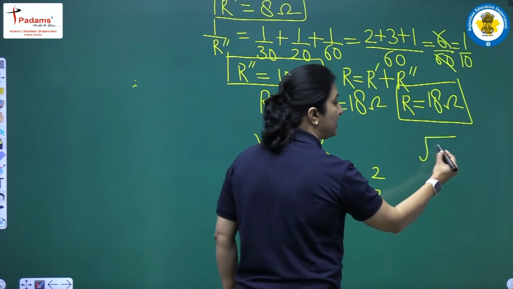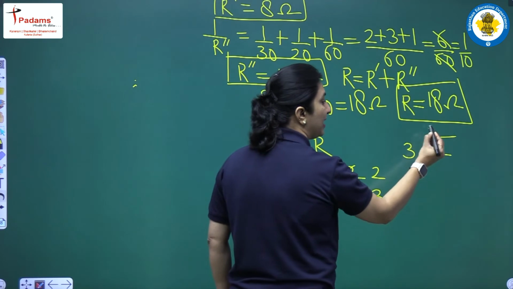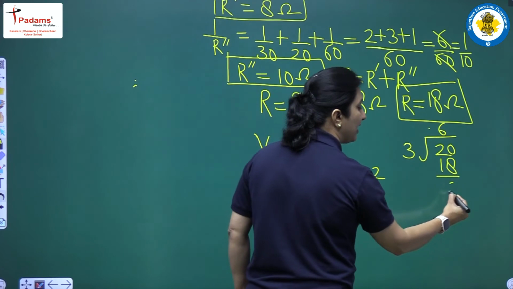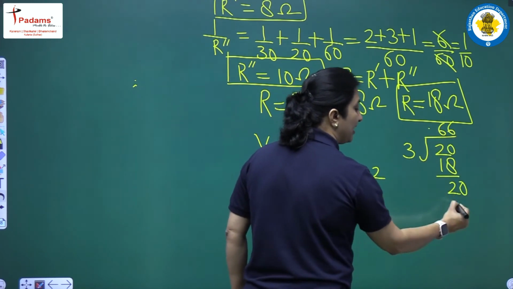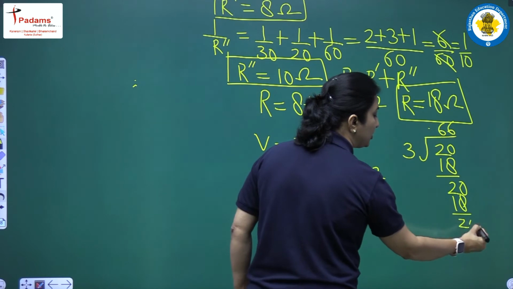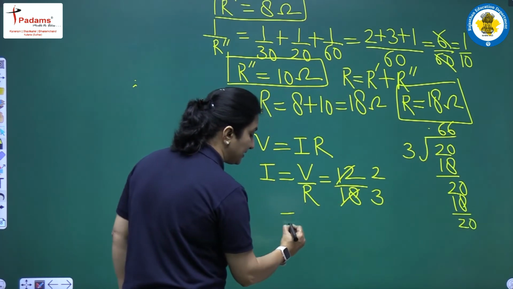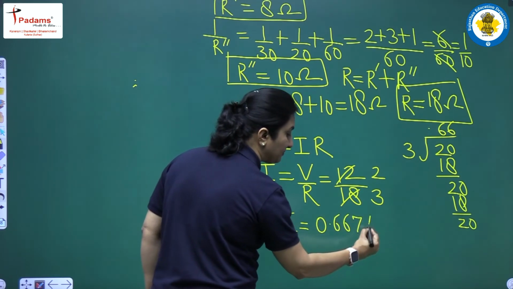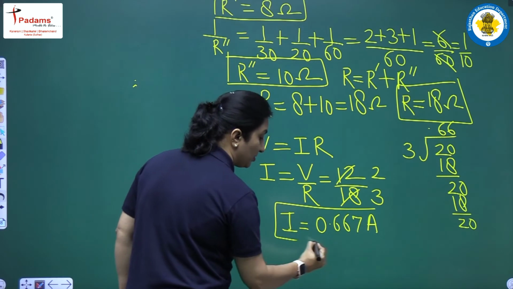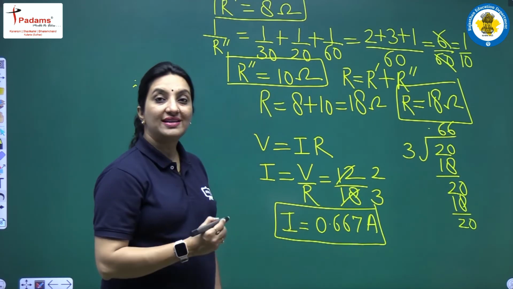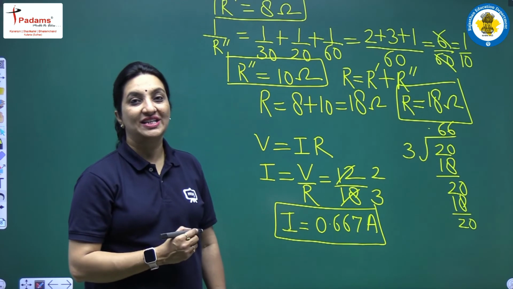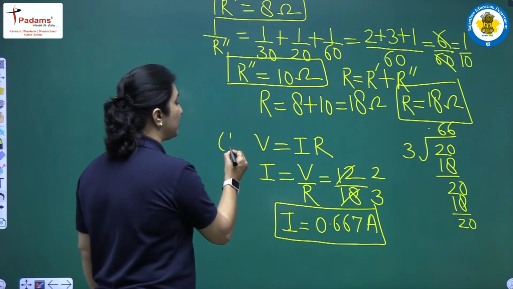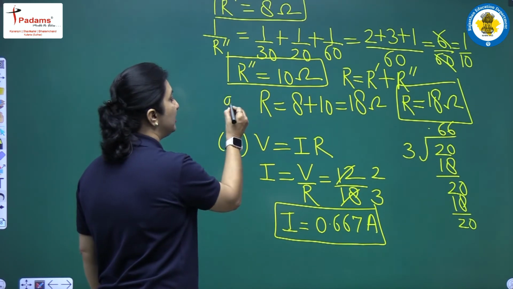So students, if we divide 2 by 3, then I'll put a decimal over here. I'll have a 20. 3 sixes are 18. Again I'll have a 20. 3 sixes are 18, and again I'll have a 20, and so on. So the current can be taken as 0.667 amperes. So this will be the total amount of current flowing through this circuit. So this is the solution for the B part, students, and this is the solution for the A part.